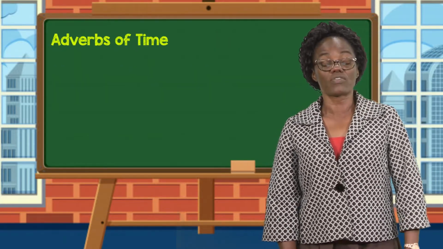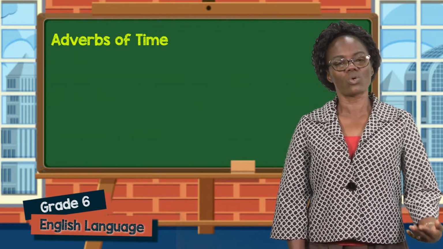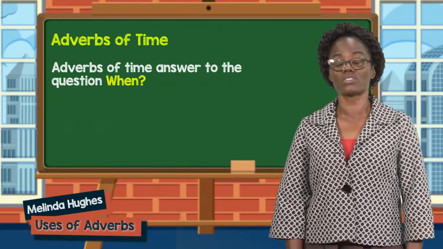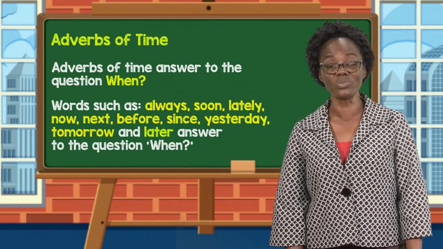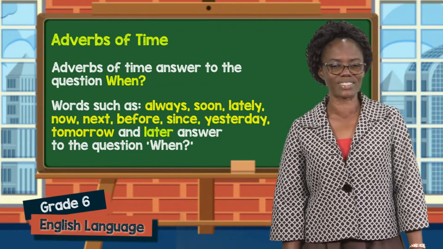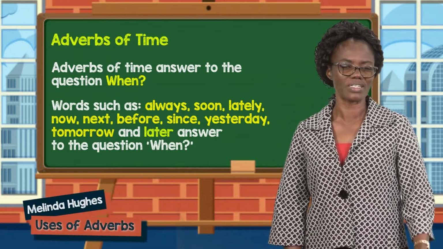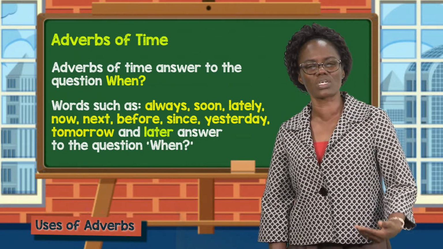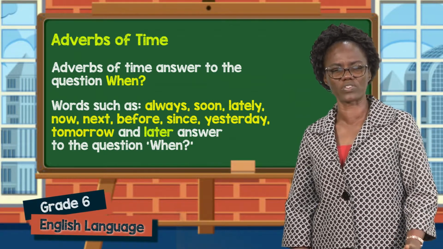So next we look at adverbs of time. What do adverbs of time do, or which question do they answer? Adverbs of time answer the question when. Words such as always, soon, lately, now, next, before, yesterday, since, later, and so on are only some of the words that we can use as adverbs of time. So let's look at two examples.